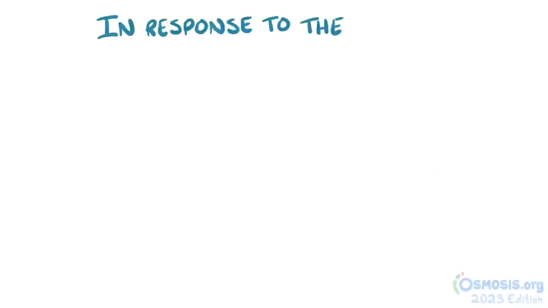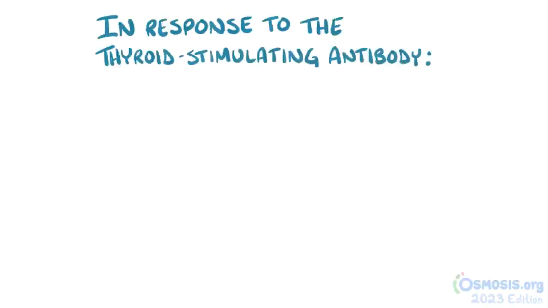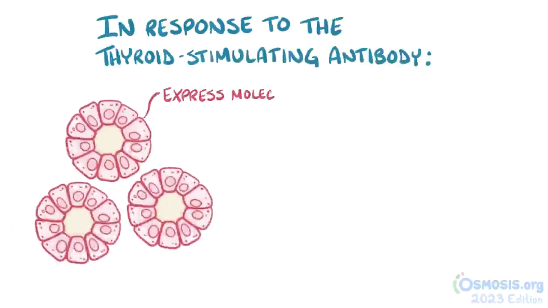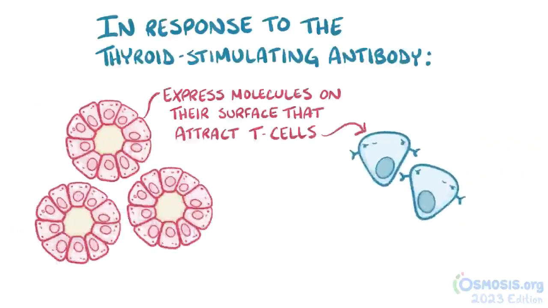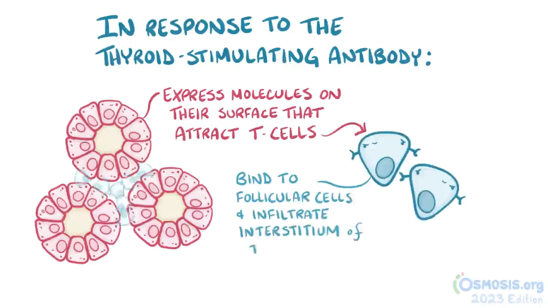Second, in response to the thyroid-stimulating antibody, the follicular cells also start to express molecules on their surface that attract nearby T cells. The circulating T cells bind to the follicular cells and infiltrate into the interstitium of the thyroid tissue, which is the space between follicular cells.